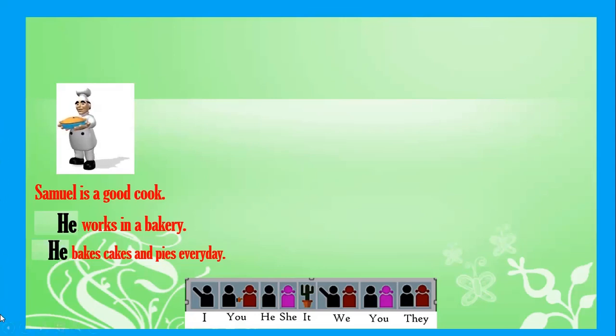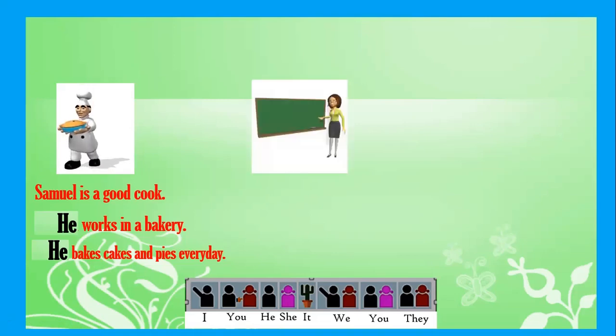Now let's read the sentences. Samuel is a good cook. He works in a bakery. He bakes cakes and pies every day. Now this sounds better. Here is another example for you children.